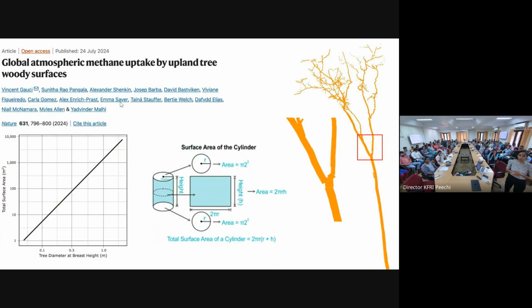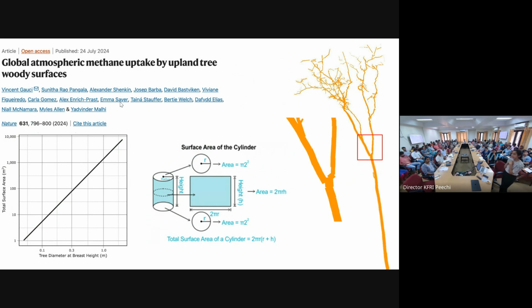And another really cool paper, which came out a couple of months ago, showed that trees are not just good for carbon uptake. They also uptake methane. Microbial activity in the bark of the tree actually absorbs methane from the atmosphere.